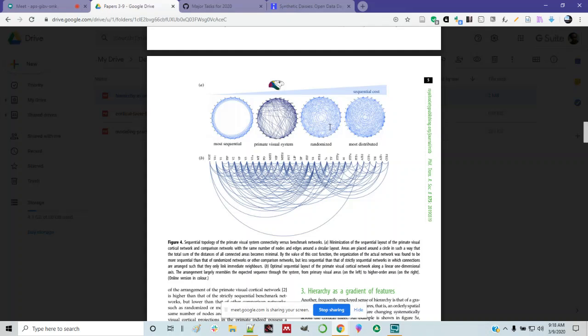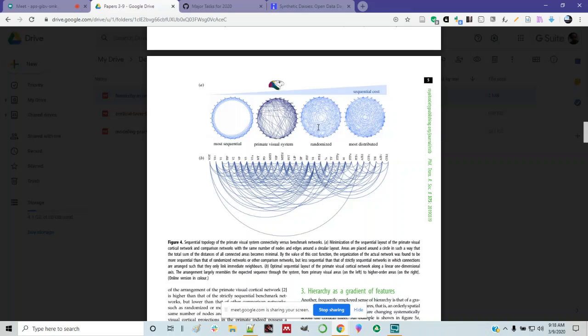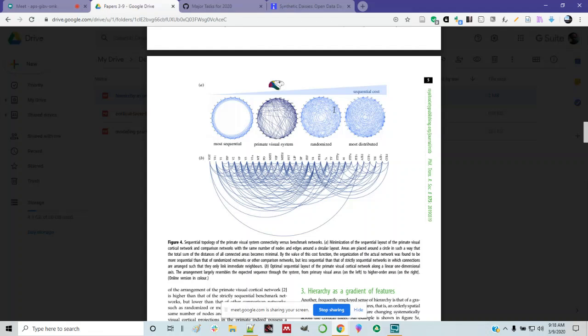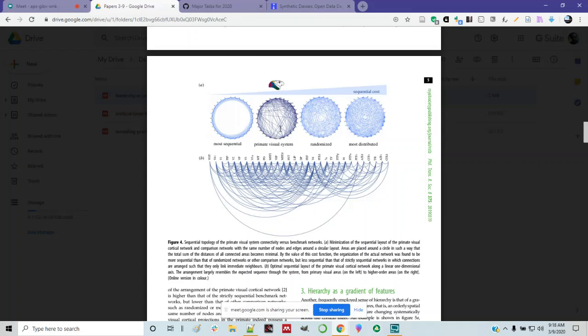But what about a randomized network? That's where you have these nodes arranged in a circle, and you just throw random connections between them. You say, well, how many connections does the primate visual system have? We'll generate that same number of connections, but it will all be at random. And again, the primate visual system doesn't resemble the random result either, because if you look at the lines going across, the random result isn't as irregular. There's sort of an irregularity, but there seems to be a lot of crossing across the circle, and it doesn't look like this.